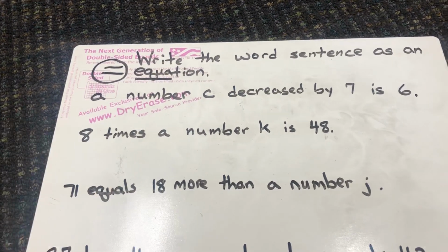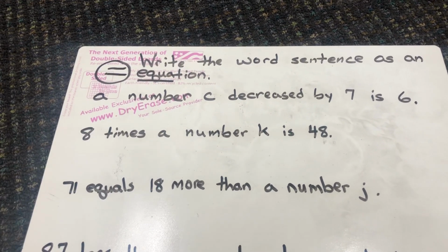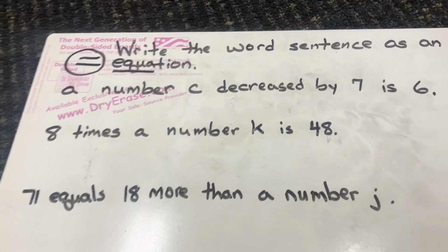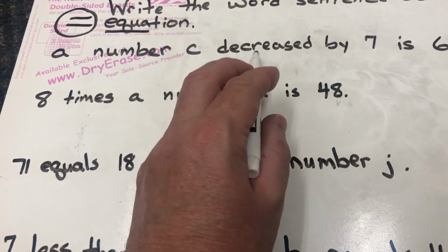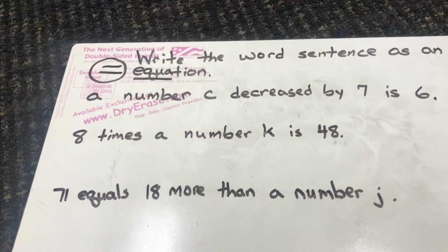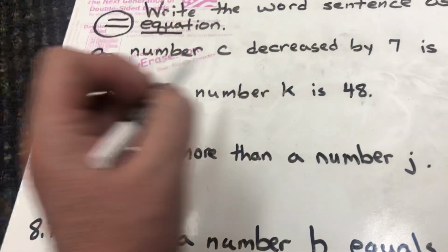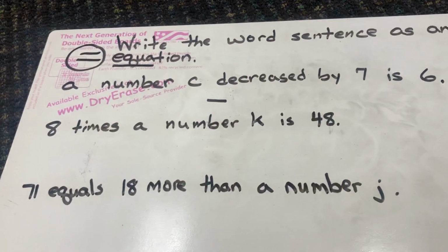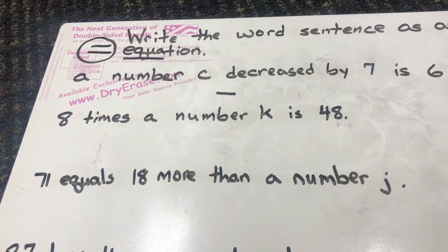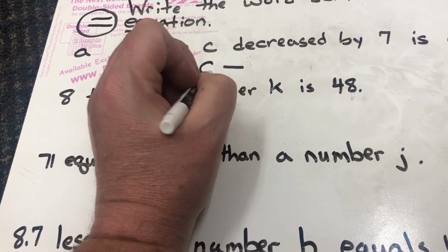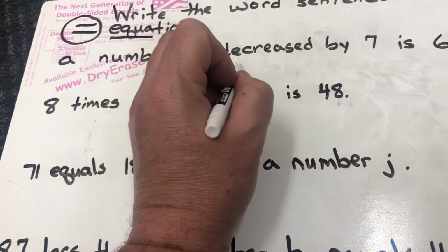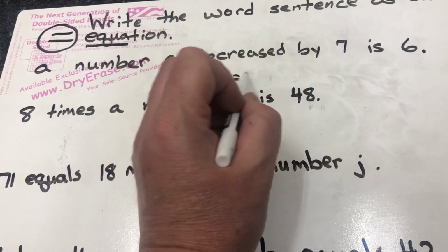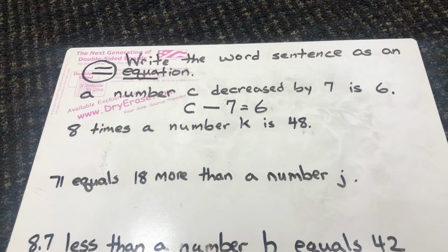This first one, a number C decreased by 7 is 6. The key, sixth grade, is to look for keywords, clue words. Clue word here is decreased. Decreased means it got less, and as a sixth grader, you should know that that means subtraction. Now it says a number C was decreased by 7. Well, that means we started with C, we decreased it by 7, so C minus 7 equals 6.